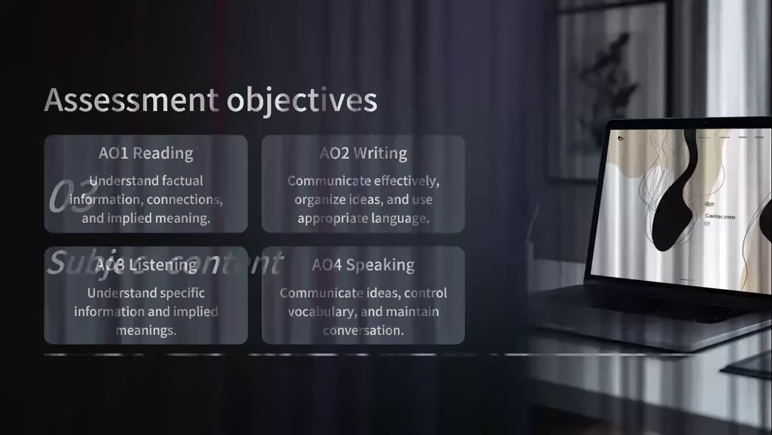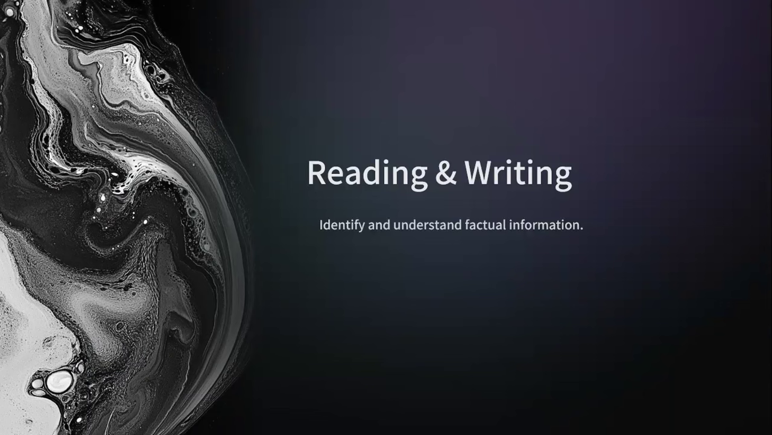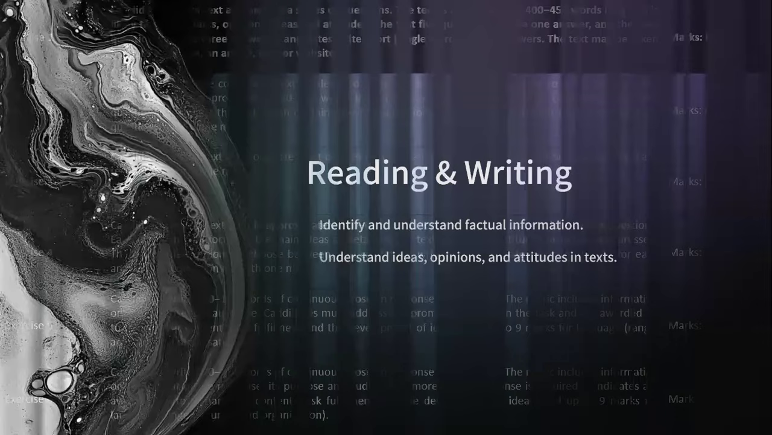Now let's talk about the subject content. As far as the structure of the paper is concerned, paper number 1 is going to be the reading and the writing paper, where you are supposed to identify and understand the factual information. You are going to understand the differentiation between the ideas, opinions, and attitudes which are presented in the text, and you are going to compose an effective piece of response in the form of your composition. Let's talk about the structure of paper number 1.